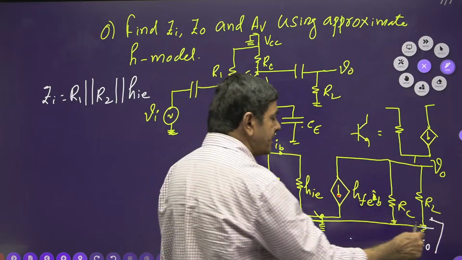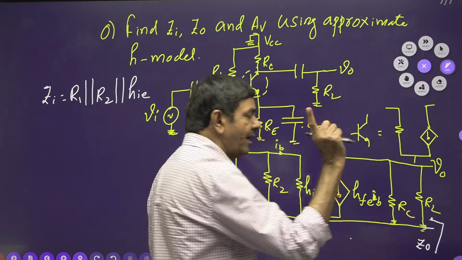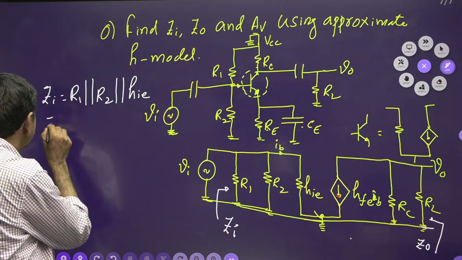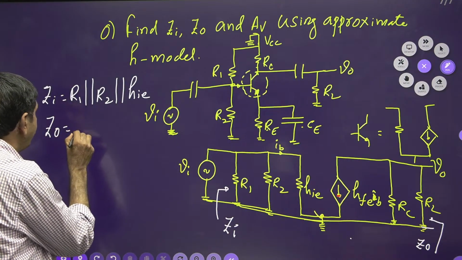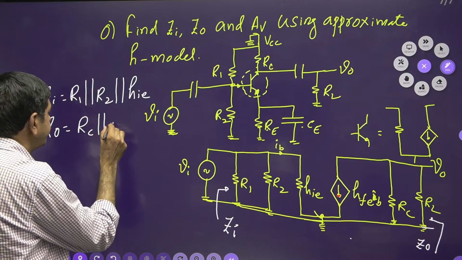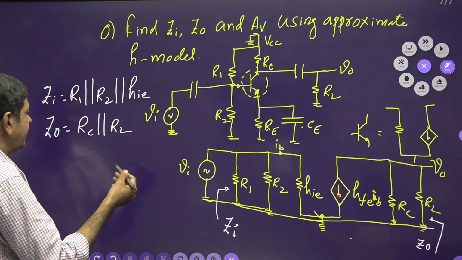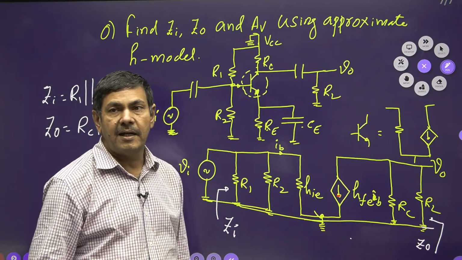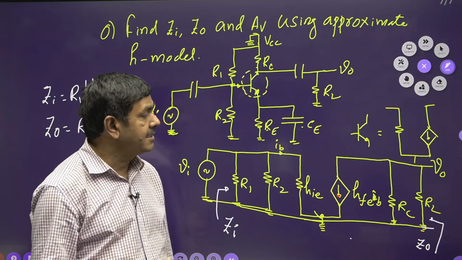Otherwise, it is very simple: Z0 means RC parallel to RL. Directly you can get the answer. So I can say Z0 is calculated by RC parallel to RL. You know the formula, RC into RL by RC plus RL, you can use that. Like that we can find Zi and Z0.